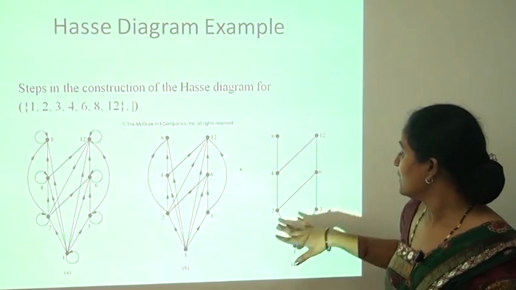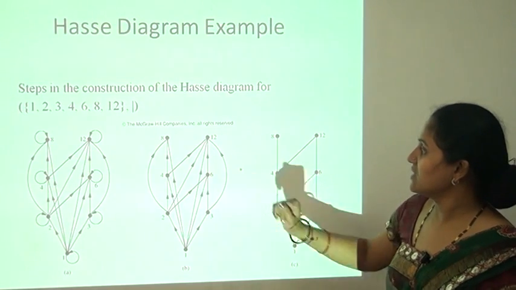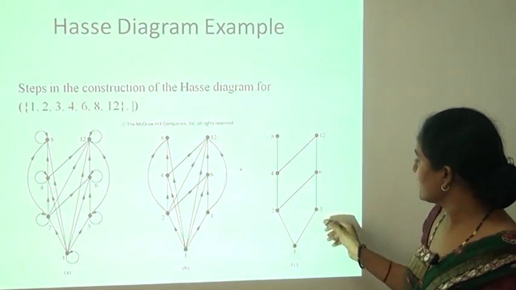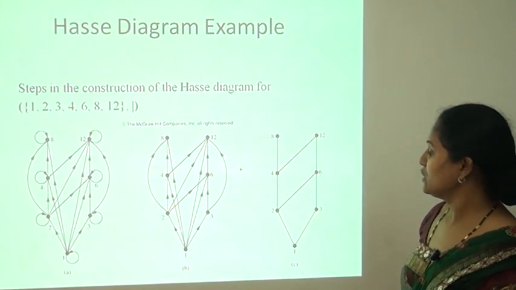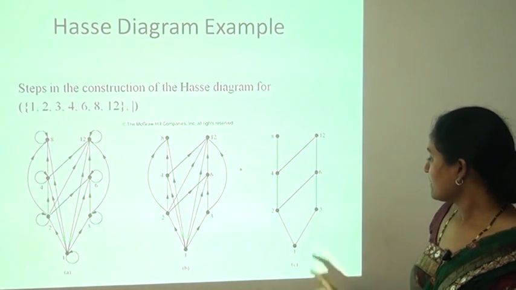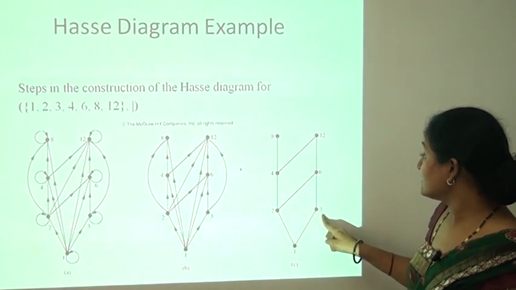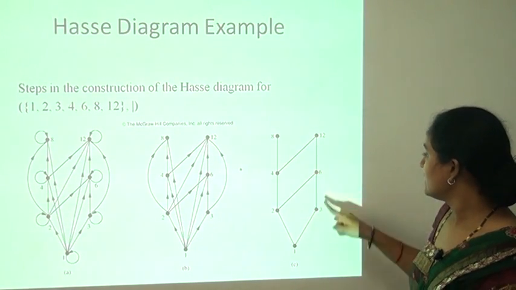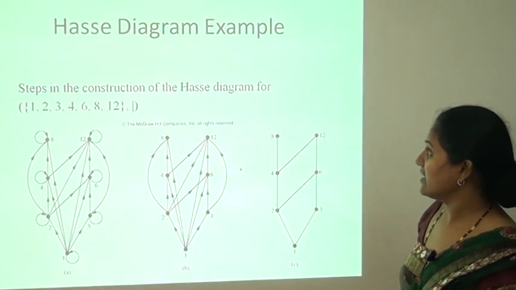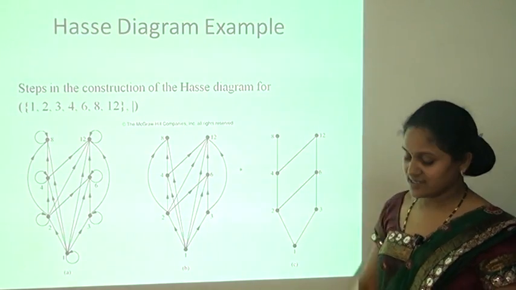Here we can draw this graph directly using the relation. Here 1 divides every element: 2, 3, 4, 6, and so on. 2 divides 4, 8, 6 and 12. 3 divides 6 and 12, but 3 doesn't divide 4 and 8, and 6 doesn't divide 8. So this graph is the Hasse diagram of this set.